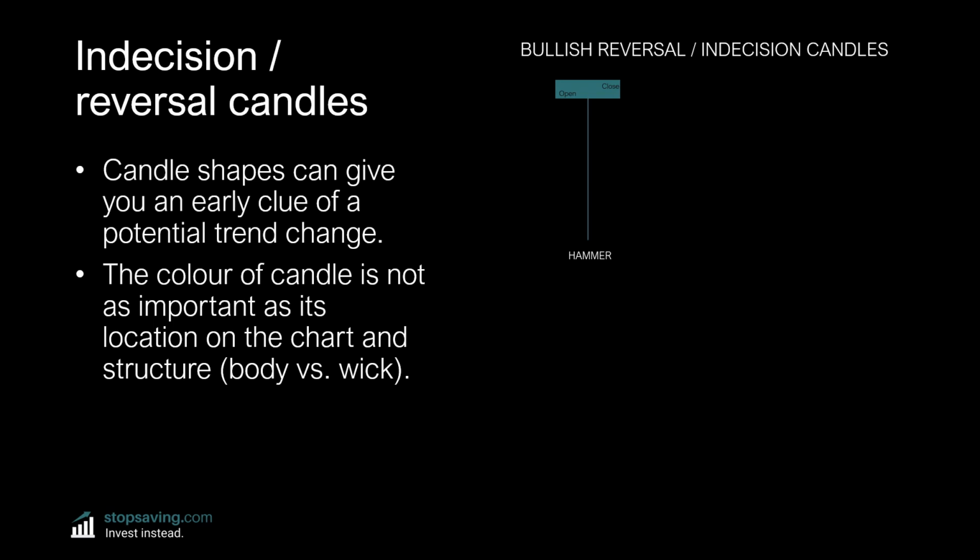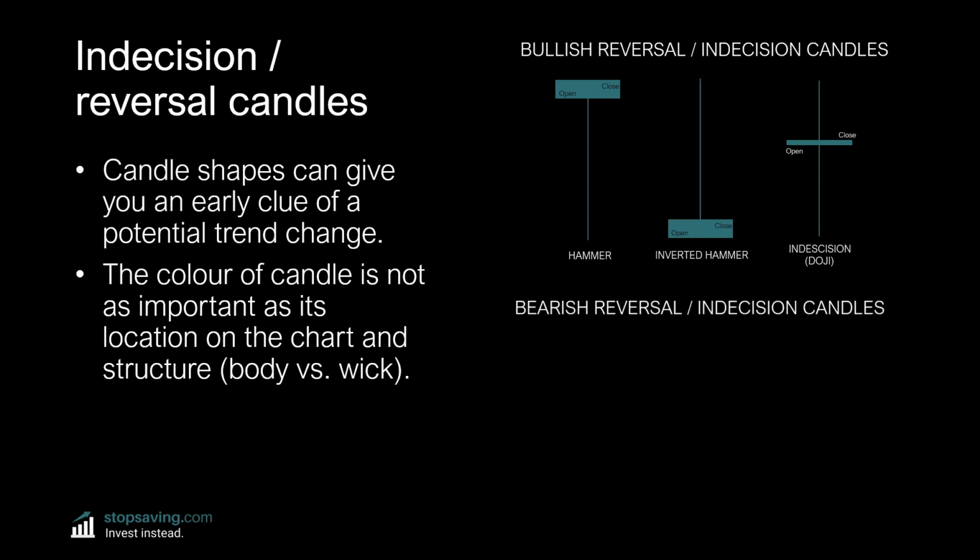The second is the inverted hammer. This one is also bullish. Here, the price went much higher during the period, hence the wick, but even though sellers stepped in, they still couldn't get the price to close in the red. And third, the classic indecision doji. In this case, the price moved up and down a lot during the trading period, but neither buyers nor sellers finished up in control. And here are 3 bearish examples.